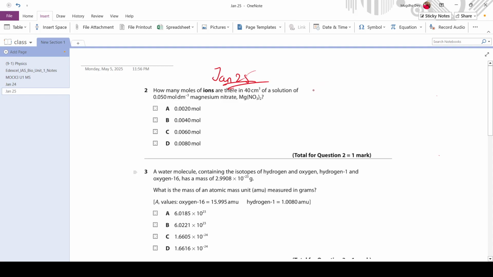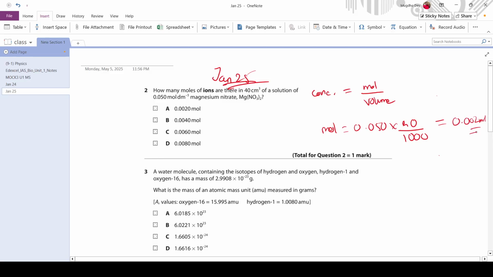So we know that concentration is equal to mole divided by volume. So we know the volume and the concentration. We can easily find the mole, which would be 0.050 times 40, obviously divided by 1000 to convert it into dm cube. So eventually, what you get is about 0.002 mole. Okay, fine. Now let's try to analyze this one.